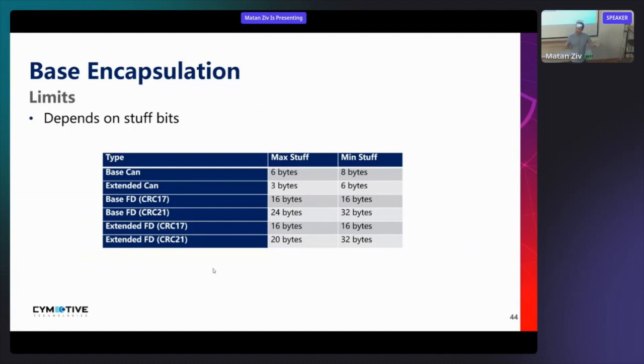So this entire process has some limits. Depending on the number of stuff bits in the encapsulated message, not all types of messages can actually be encapsulated. So for example, when encapsulating a base CAN bus message, which is a CAN bus message with a CAN ID using only 11 bits, then we can only use between 6 and 8 bytes of data. And these limits differ for every type of message. There are more or fewer fields in the extra data, extra bits that are sent in the message, and so they cause different limits on the number of data bytes that we can actually use when encapsulating.